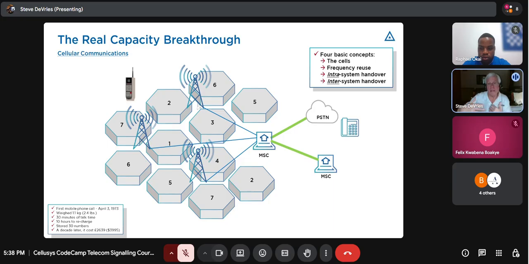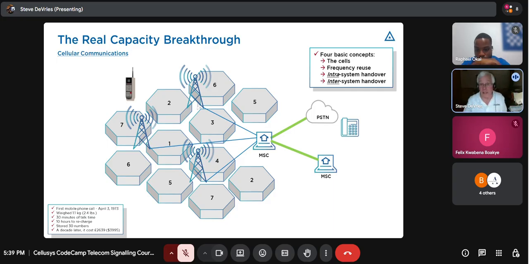cellular. There are some concepts of cellular. There are the actual cells themselves, which, like we said, are not neat hexagons. They're drawn like this because it allows for nice interlocking and helps visualize what area these different frequencies are used. And then you need to reuse frequencies at some distance.